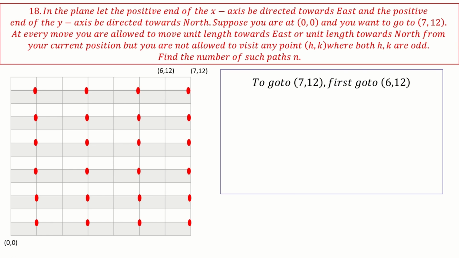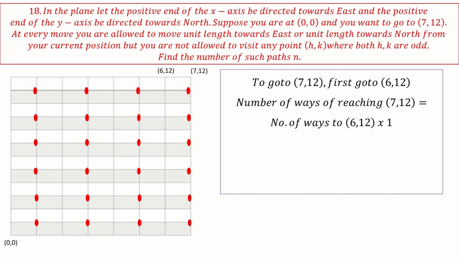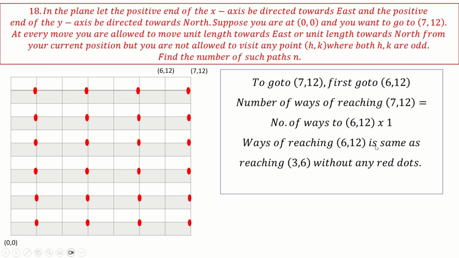So to go to 7 comma 12, first go to 6 comma 12 and then go to 7 comma 12. So the number of ways of reaching 7, 12 is nothing but the number of ways to 6, 12 into 1, which is the same. Now how many ways to reach 6, 12 is the same as reaching 3 comma 6 without any red dots. What is the meaning of this? If you understand this, instead of considering this as 1 square, if I consider this as 1 square, now this is my 1 comma 1, because I can only come in the same number of ways, this is 1.